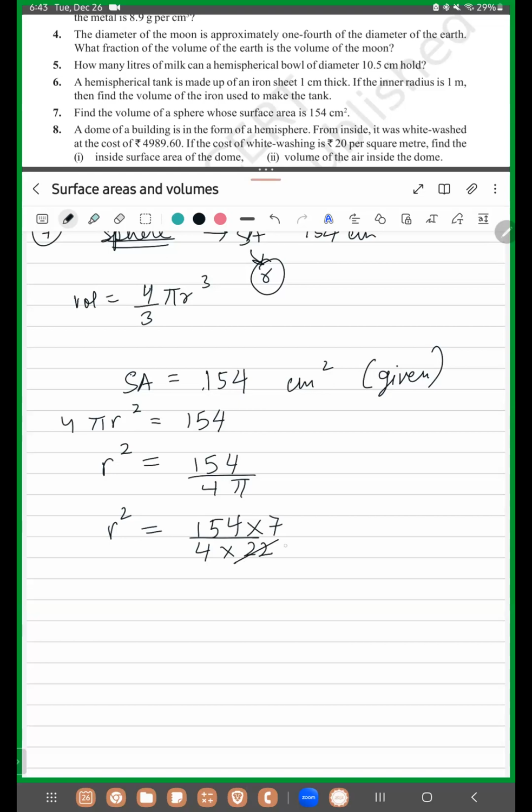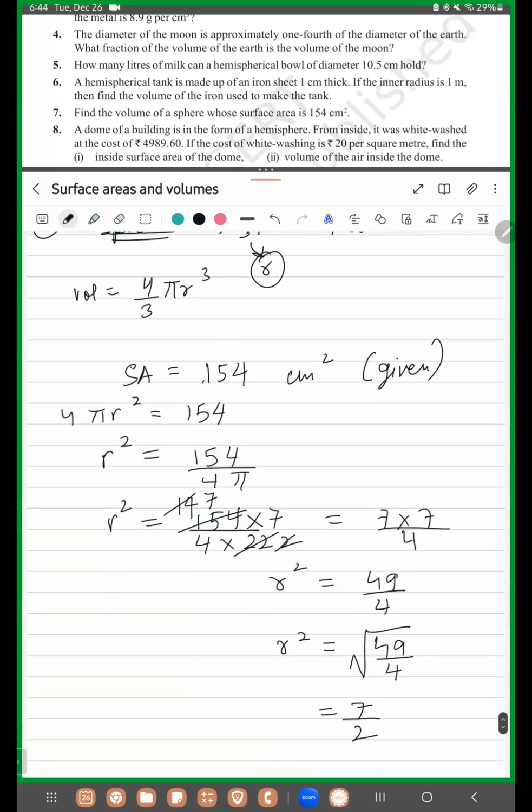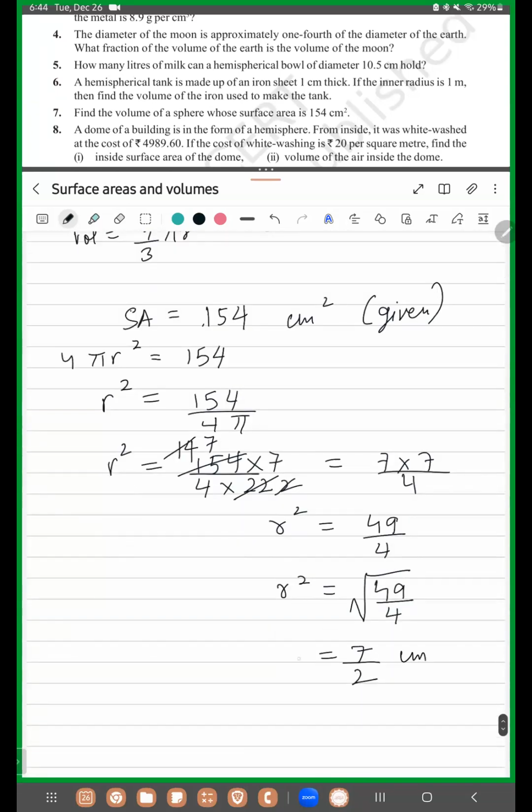11 twos are 22 and 11 14s are 154. 2 sevens are 14. So here we have 7 into 7 by 4, which is basically 49 by 4. So your r square is 49 by 4. So r becomes root over 49 by 4. What is root 49? It is 7. And root 4 is 2. So 7 by 2 centimeters, because the unit given to us was centimeters. So this is your r.